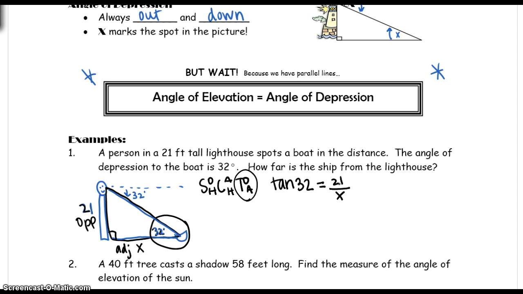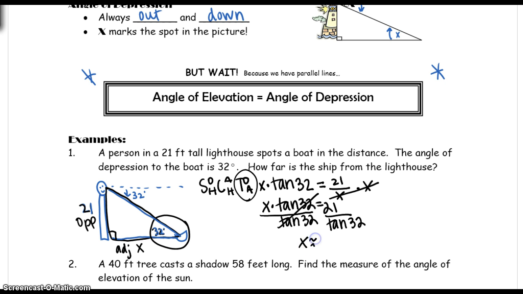Now, X is dividing in, right? So to do the inverse of that, to undo it, we're going to multiply both sides by an X. And then we can cancel these out. So now we have X times the tangent of 32 equals 21. But X isn't alone yet. Tangent of 32 is multiplying on our X. So we're going to divide both sides by a tangent of 32. So divide by tangent 32, divide by a tangent of 32. And we'll cancel this out.